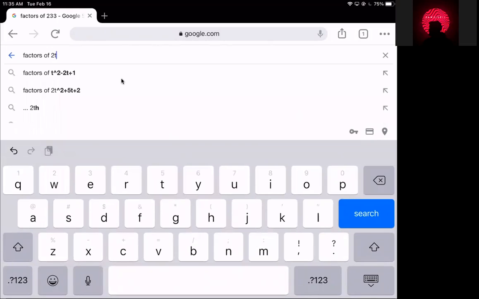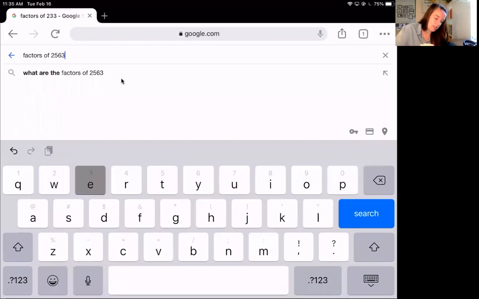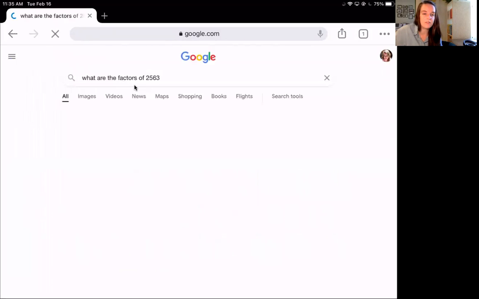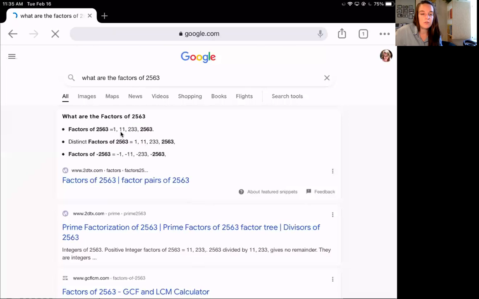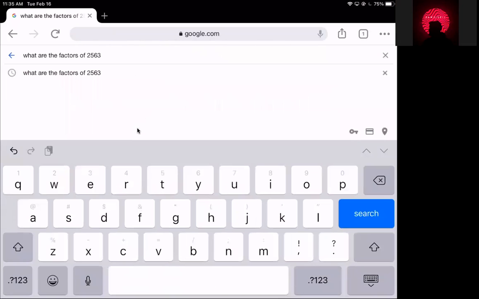2563, something like that. What are the factors of 2563? It will tell you 11 and 233. And so then you know that's the only thing that can go into it, 11 and 233. It's probably not going to be that big of a number.